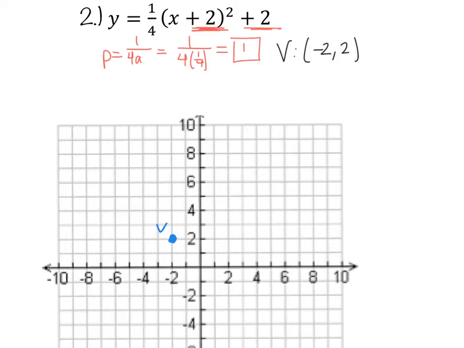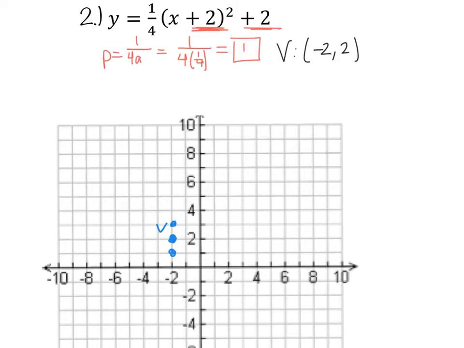And with the p-value of 1, I know that since this is a vertical parabola, I'll have a point up and a point down 1. And now the last thing to do is just put this in our graphing calculator and find some points.